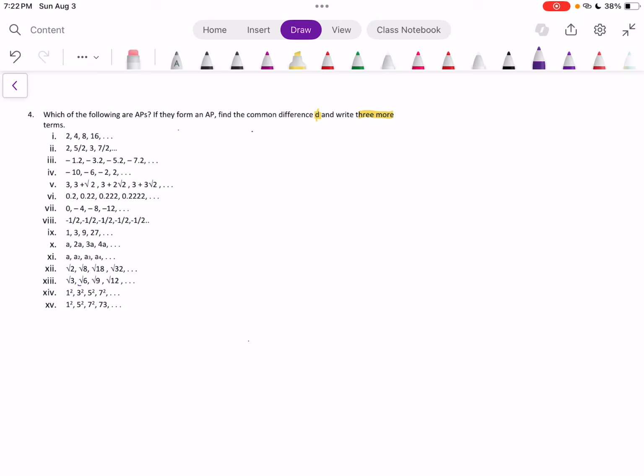Then the next problem: square root of 3, square root of 6. So d will be square root of 6 minus square root of 3. So it's square root of 2 times square root of 3 minus square root of 3. Let's take square root of 3 out: square root of 2 minus 1.